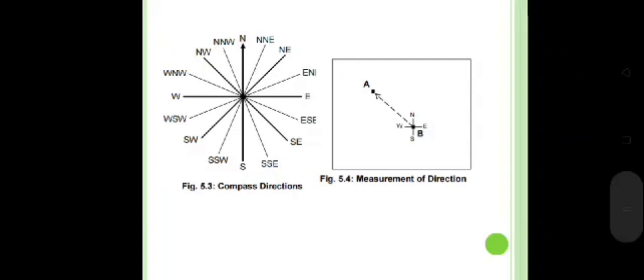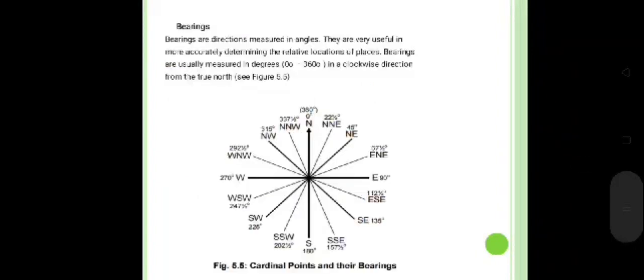Figure 5.4, measurement of direction. So, bearings. Bearings are directions measured in angles. They are very useful for more accurately determining the relative locations of places. Bearings are usually measured in degrees.